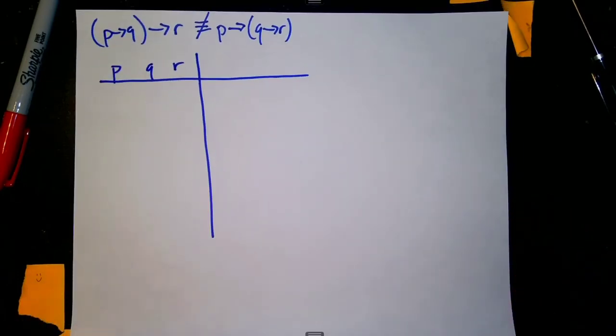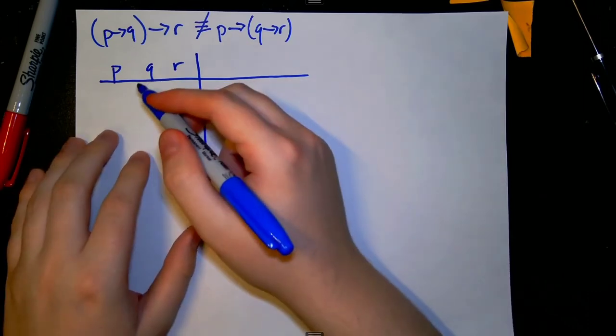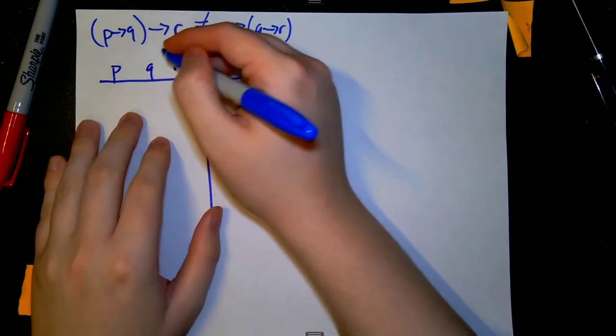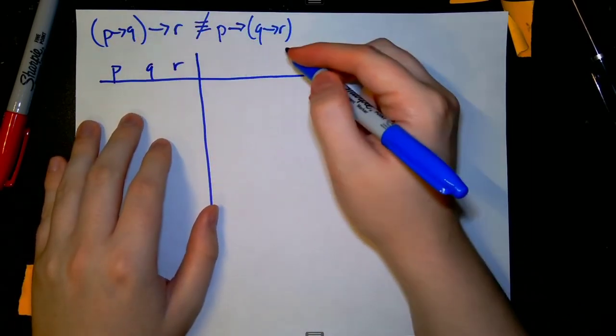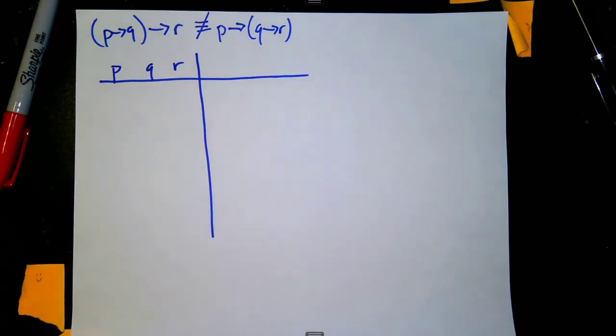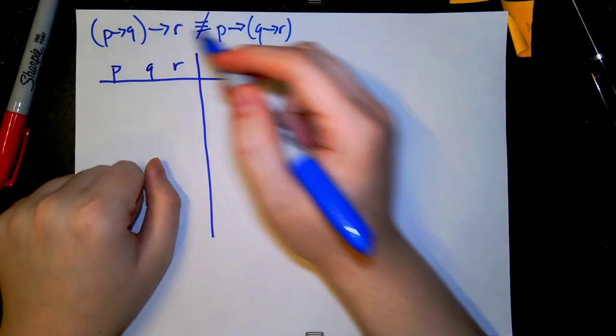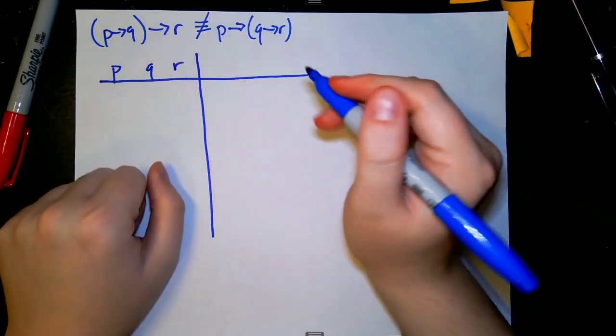All right, here's the last example I want to show before we are finished with propositional logic. Now, what we have is a question of, I want you to show that this statement is not equivalent to this statement. And I want to stress that the only way that you can show the two statements are not equivalent is through a truth table.